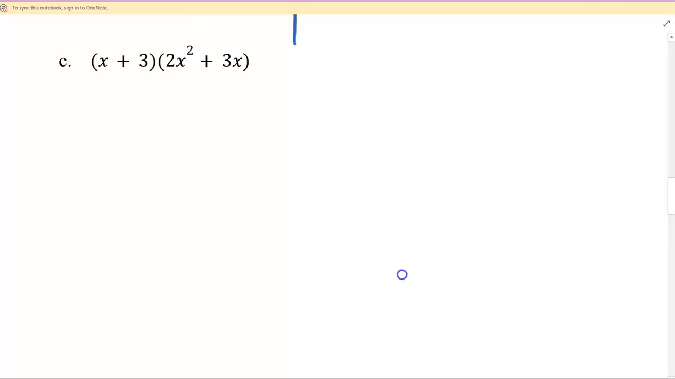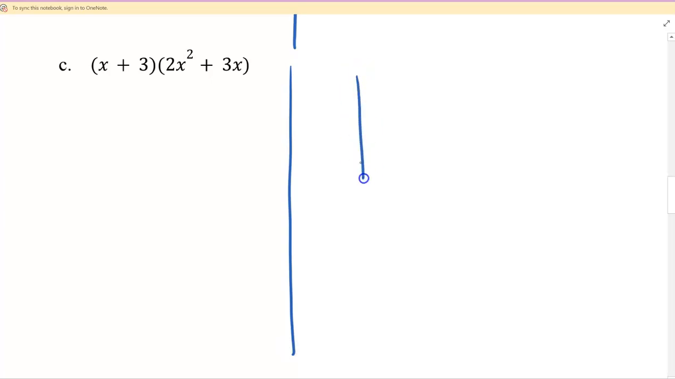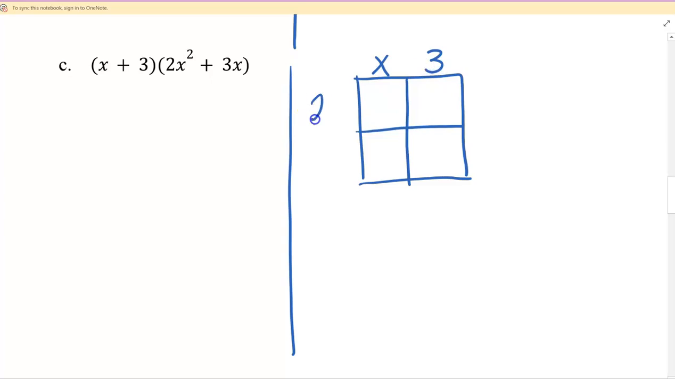So with C, I'll start with the box method this time. So if I have a box, we've got room for 2 on each side. And it does not matter which one you put on which side. So I could put x plus 3 on top or on the side. So I'm going to go x plus 3, 2x squared plus 3x. And now I'm going to start multiplying.